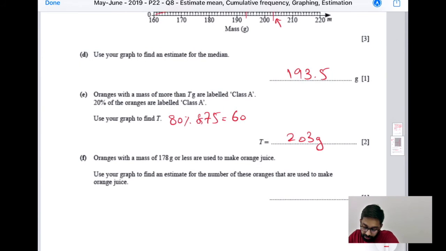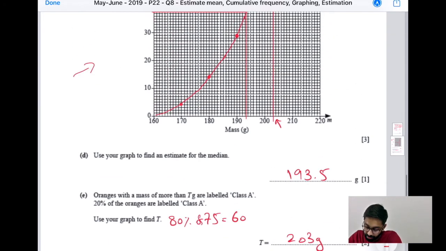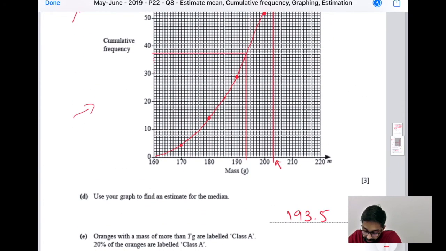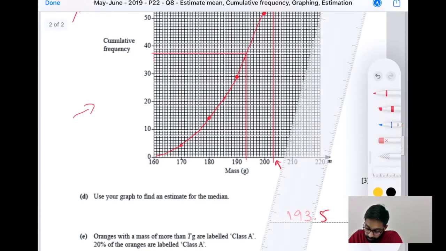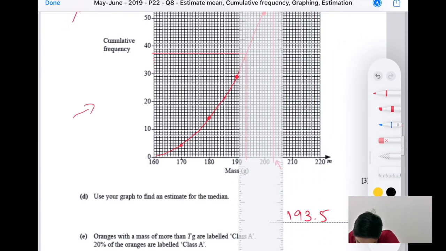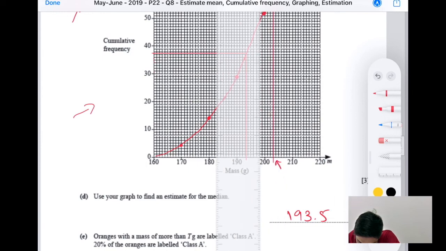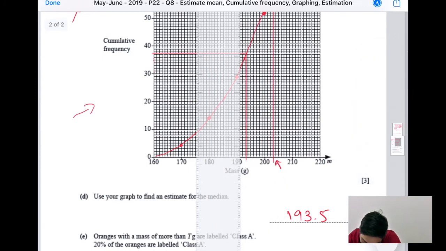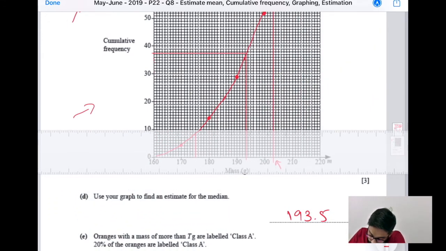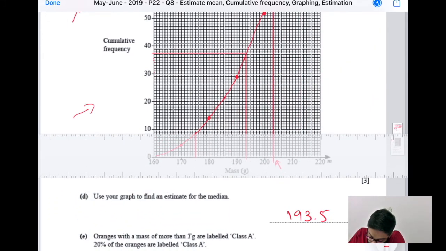Okay, the last part says oranges with a mass of 178 grams or less are used to make orange juice. Use your graph to find the estimate for the number of these oranges that are used to make orange juice. So this time they've given us the grammage, which is 175 grams. So we draw a vertical line on 175 grams, which is supposed to be 1, 2, 3, 4, 5 right here. It's going to be there, and then we draw a horizontal line in the same way that we did before.